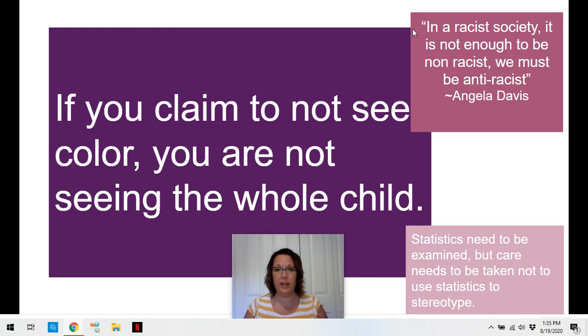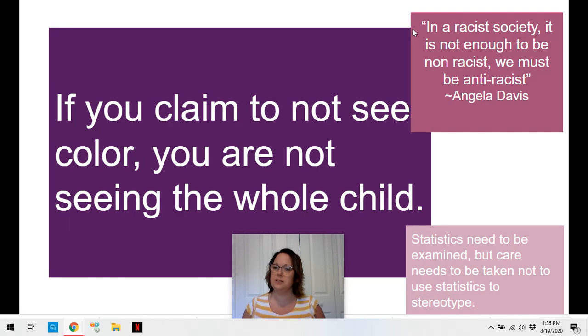And that's the whole anti-racist journey, because we might catch ourselves doing the stereotyping and the bias and have to say, oh my gosh, I'm being racist right now. And just by acknowledging that, we're starting to break it down and be more anti-racist.